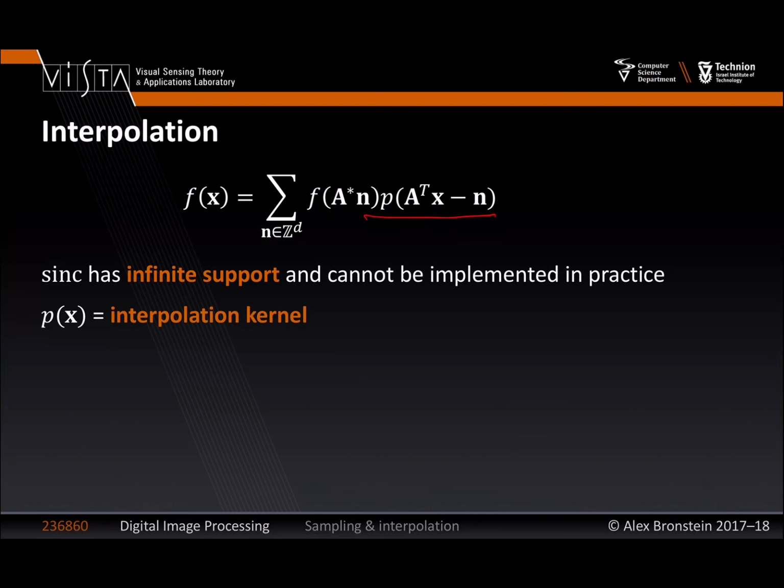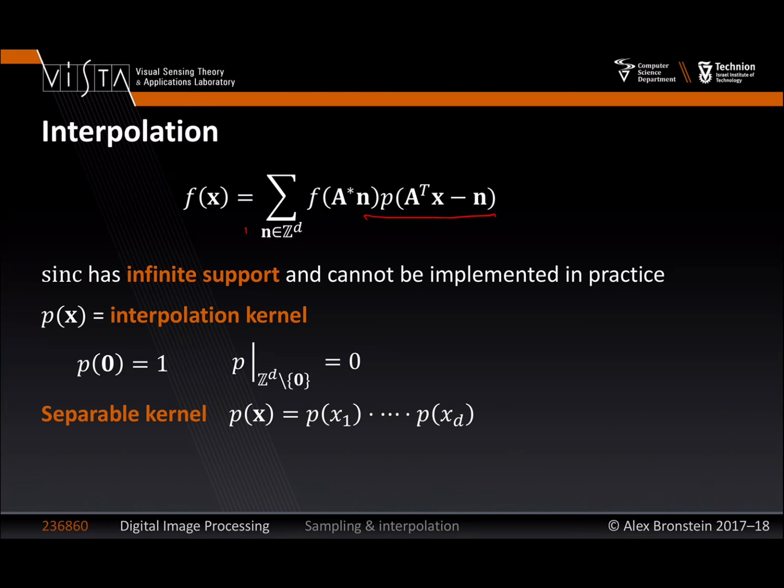So P is an interpolation kernel, and of course it has to satisfy those properties that we demanded from the sinc. So it has to be 1 at the vector 0, and it has to be 0 for all other points on the integer lattice except the 0. Then when we do this sum, we are going to get the values of the function exactly coinciding with the sampled values at the location of the samples. Is this clear?